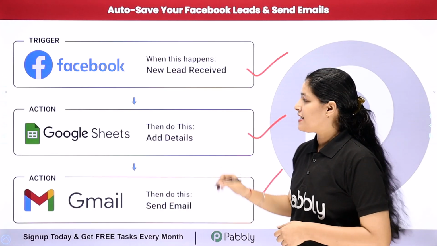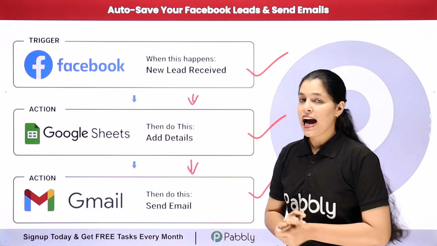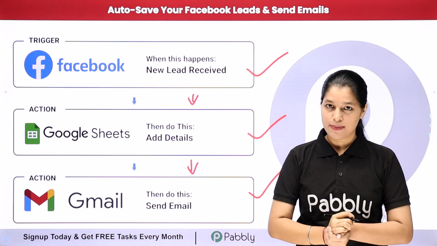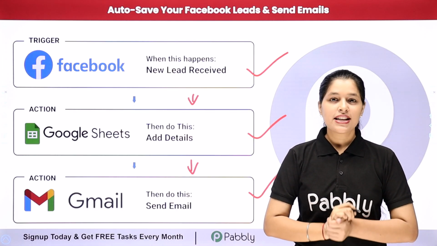For integrating these three applications, that is Facebook lead ads, Google Sheet and Gmail, I will be using an automation tool, that is Pabbly Connect. If you also want to build this automation, then let me take you towards my screen.